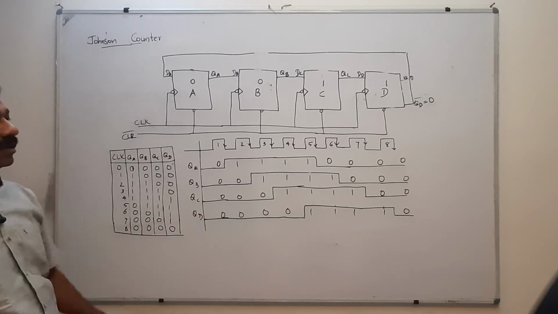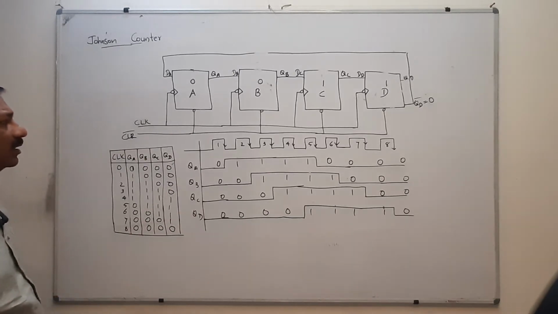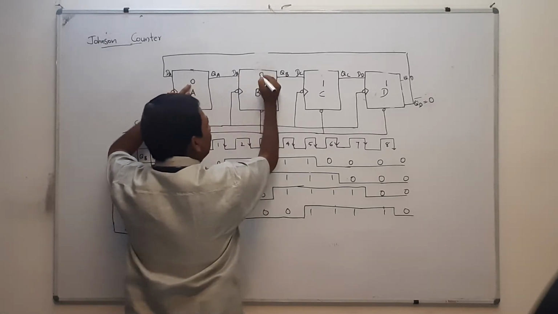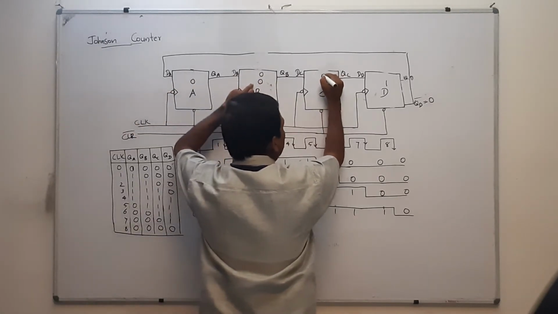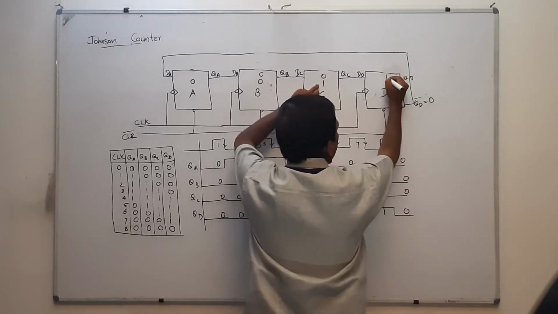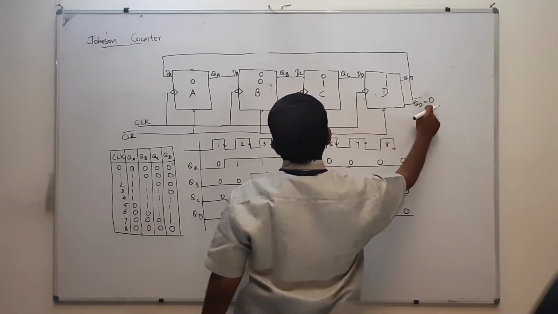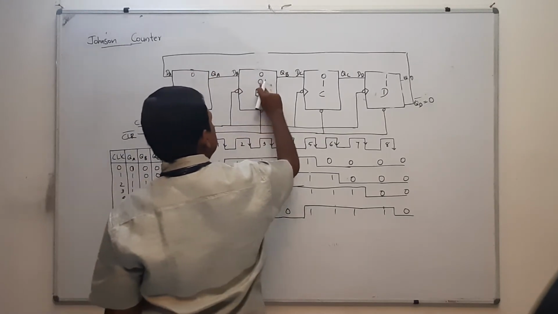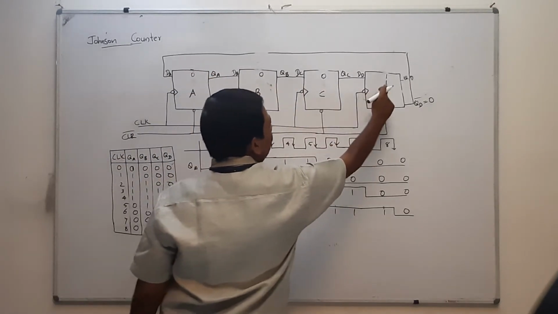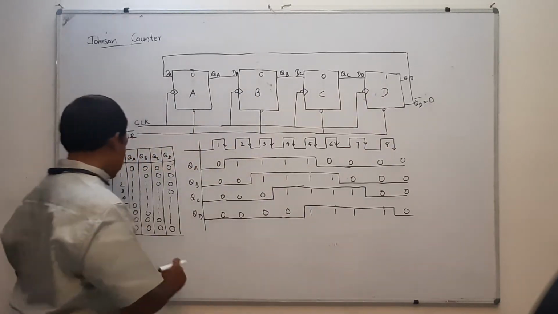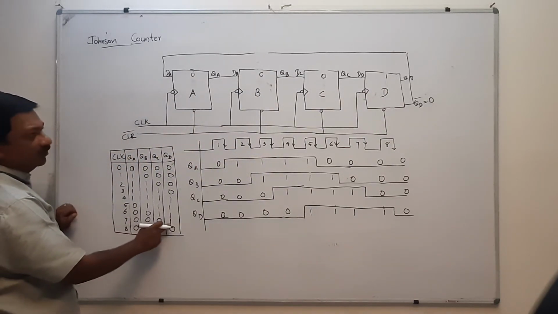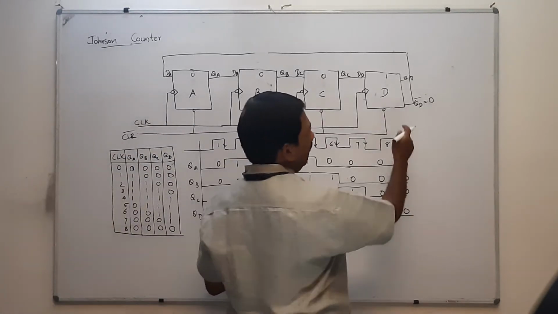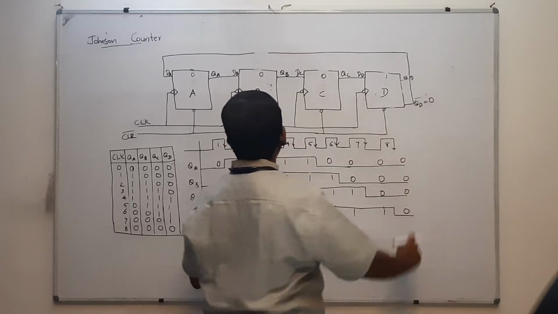During the next triggering, what will happen? This 0 is copied here, this 0 is copied here, this 1 is copied here, and this 0 is copied here. That means that will become 0 0 0 1. That is why we have 0 0 0 1. Now what will happen? Again QD bar is equal to 0.